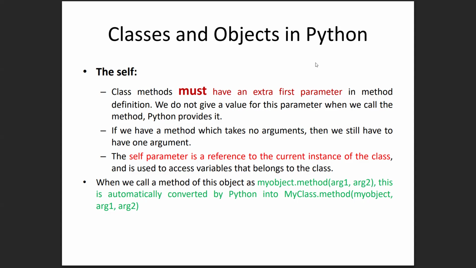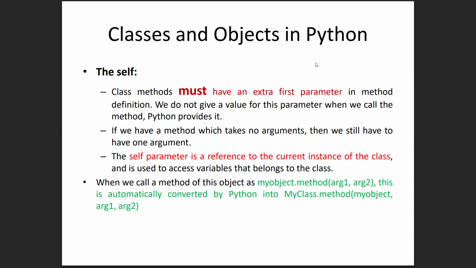Next, if we have a method which takes no arguments, then we still have to have one argument. Suppose we are having a method that will not take any argument. Despite having no argument, it should still have one argument. Without it, it will create an error. That's why. Next, the self parameter.